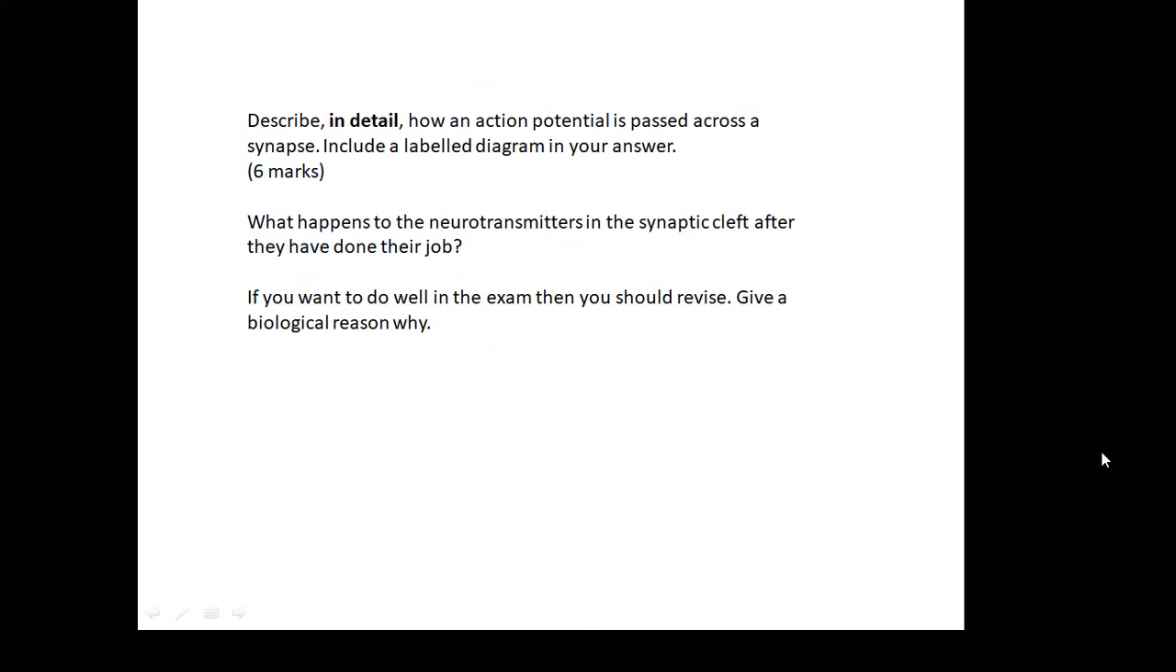Here are some questions which you should definitely be able to do. Describe in detail how an action potential is passed across a synapse. Include a labelled diagram in your answer. 6 marks, lots of information. What happens to the neurotransmitters in the synaptic cleft after they have done their job? And if you want to do well in the exam, you should revise. Can you give a biological reason why you should revise?